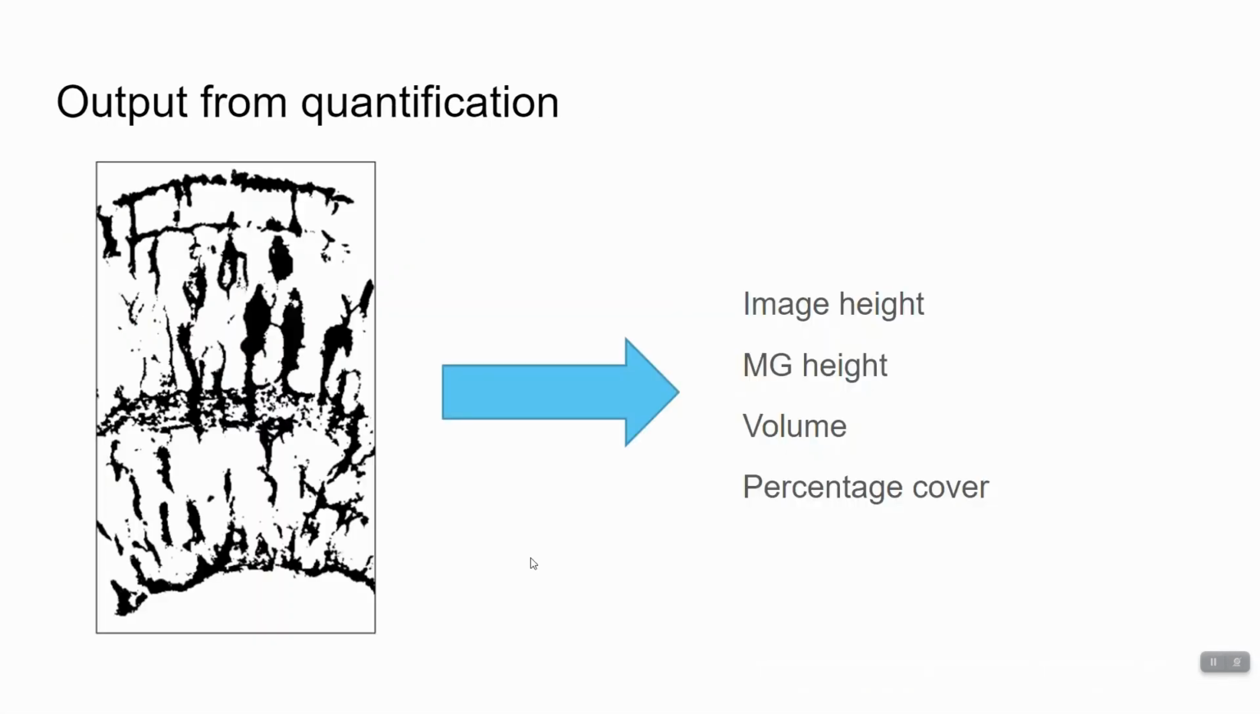milliglia. So firstly, from the segmented TIFF images, we can coalesce the slices to recreate a 3D version of the milliglia. And then from this, we can measure these variables. So we can measure image heights, the total height of the image, milliglia heights, the distance over which the milliglia processes extend, the volume of the milliglia, and the percentage cover, the percentage of the image volume occupied by the milliglia.